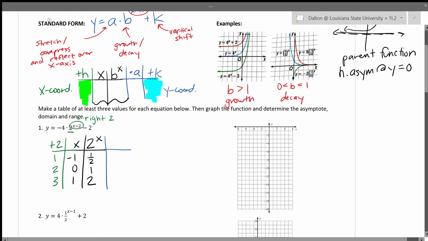What is the value for a? So we're going to multiply by -4. So you're going to take these values. You always work from the inside out. So you take the closest values. 1/2 times -4 is -2. 1 times -4 is -4. And 2 times -4 is -8.